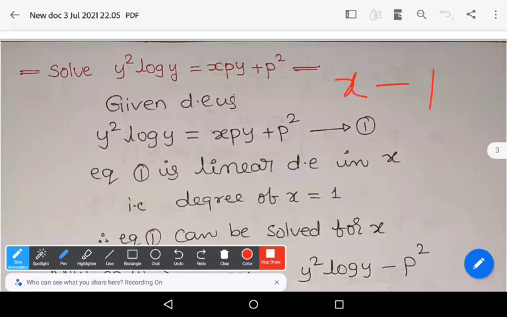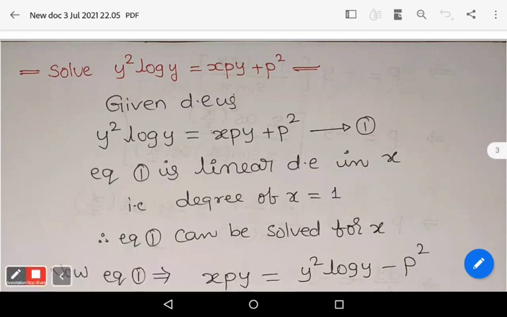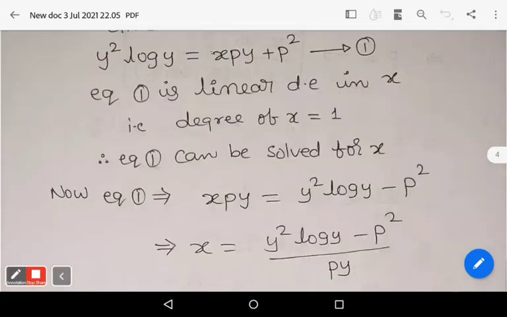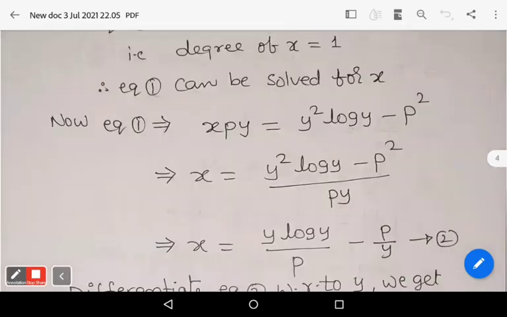So clearly the differential equation is a linear differential equation in x. Equation 1 is a linear differential equation in x. If it is linear in x, it means the degree of x is equal to 1, so it can be solved for x. Yes, equation 1 can be solved for x.